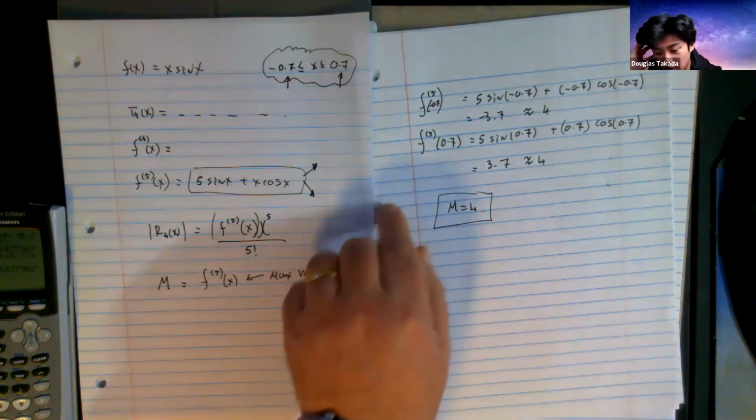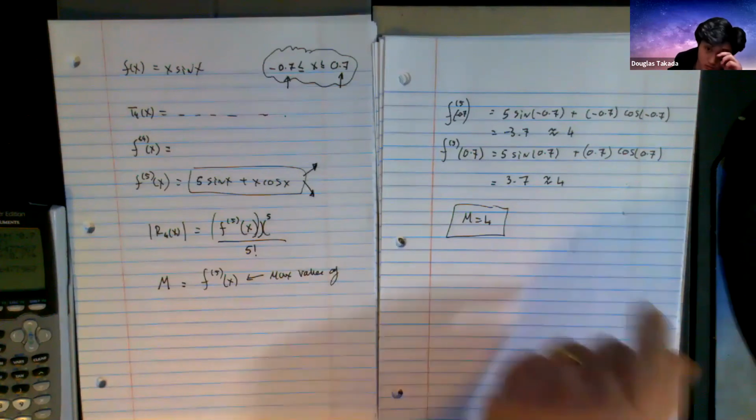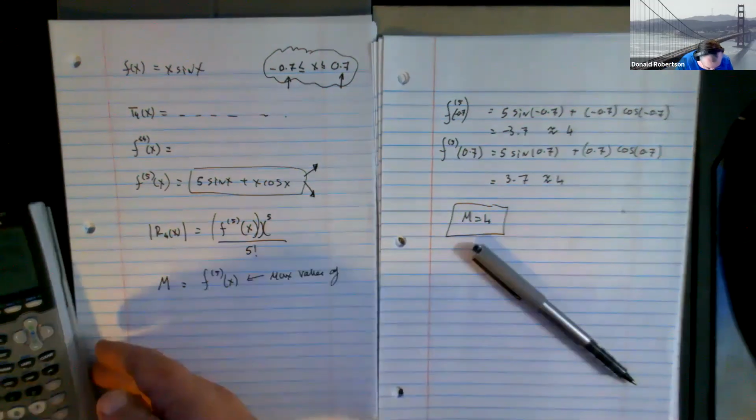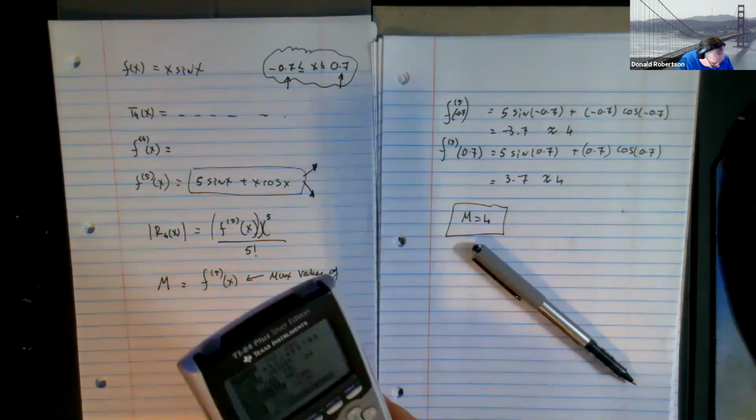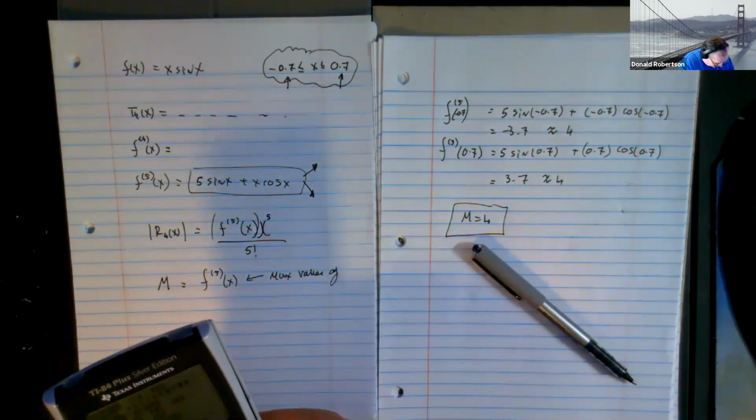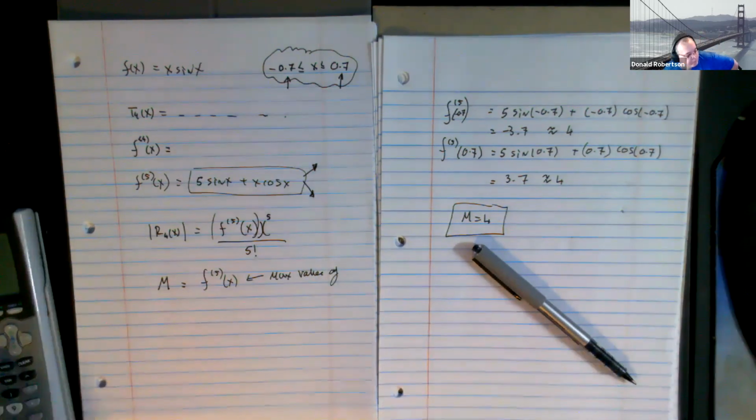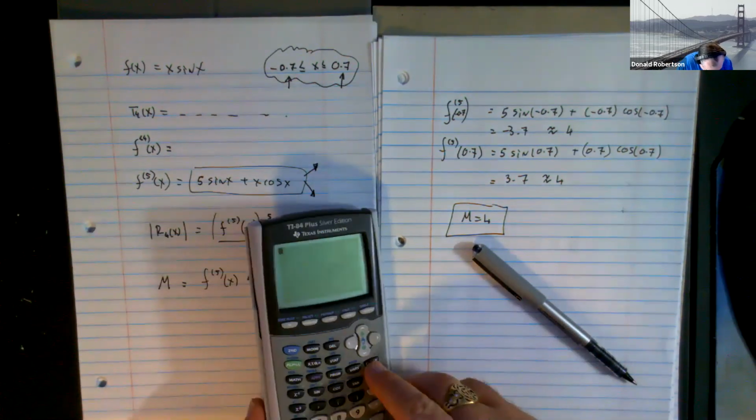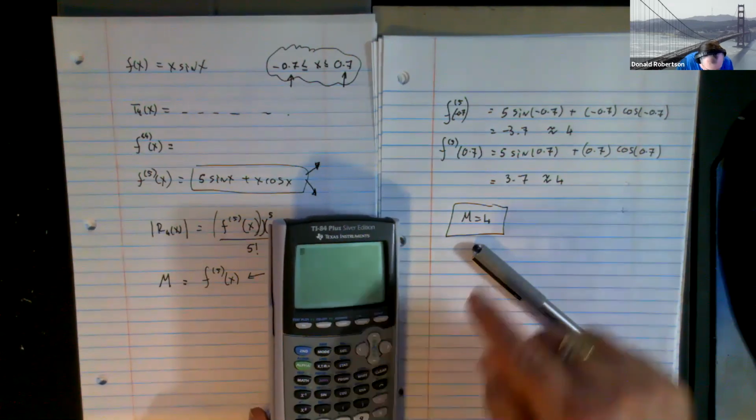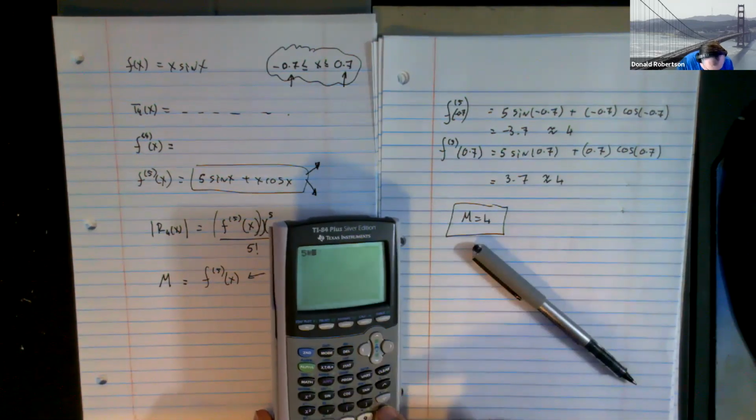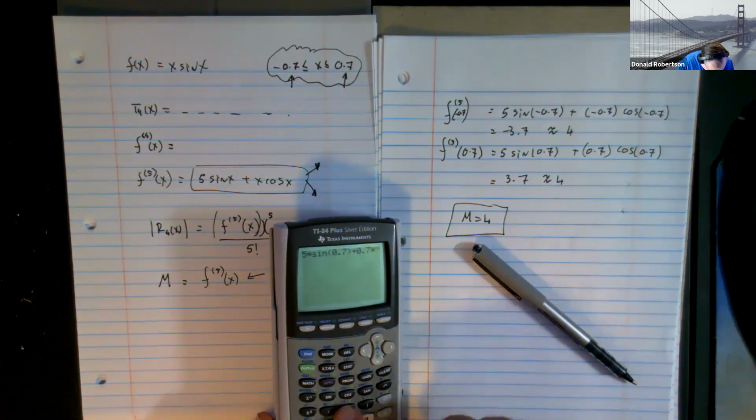I didn't get 3.7, so I probably did something wrong in my calculator. Well, I'll check mine in case I'm somehow in the wrong mode. I'm in radians. Check that you're in radians, because if you're in degrees, that might cause it. That's the most likely reason. Of course, I guess I could have typed it in wrong. I'll do it again. I'll do the positive one. 5 times the sine of 0.7 plus 0.7 times the cosine of 0.7. I get the same answer.